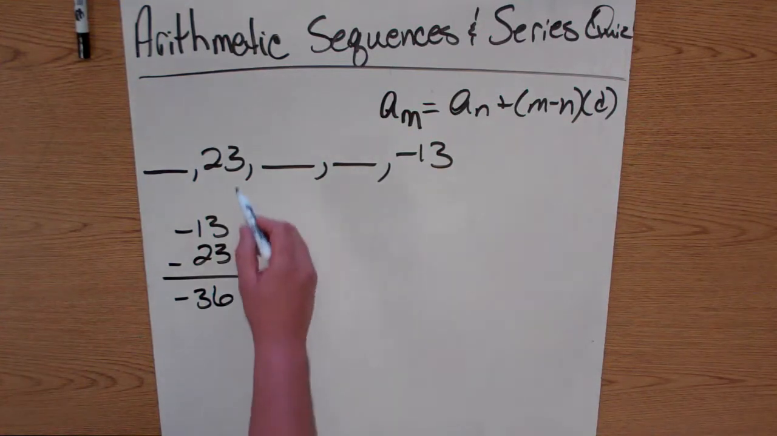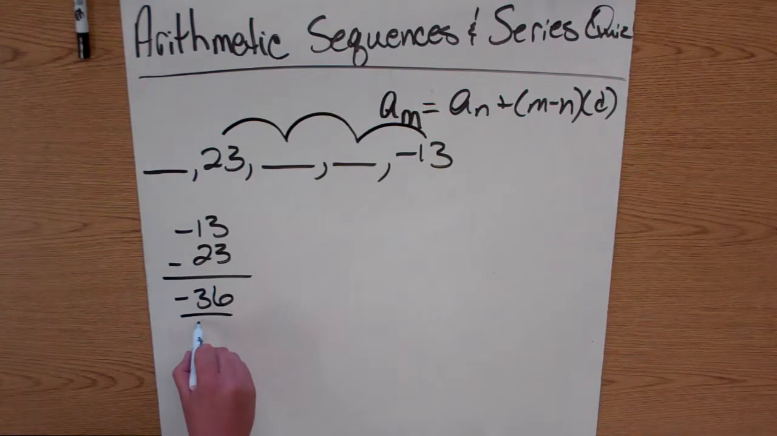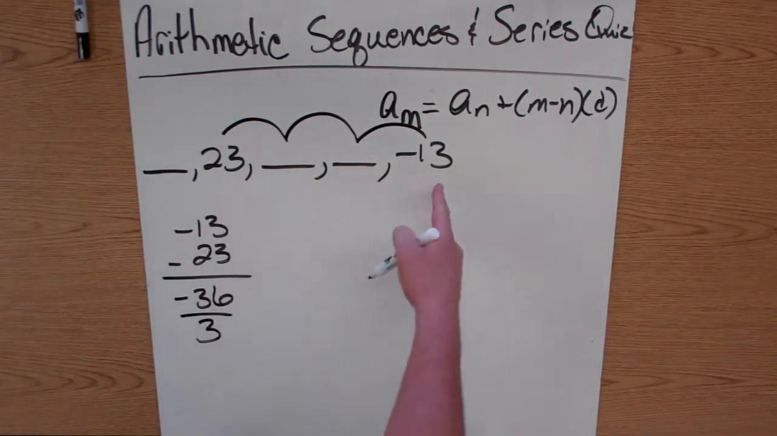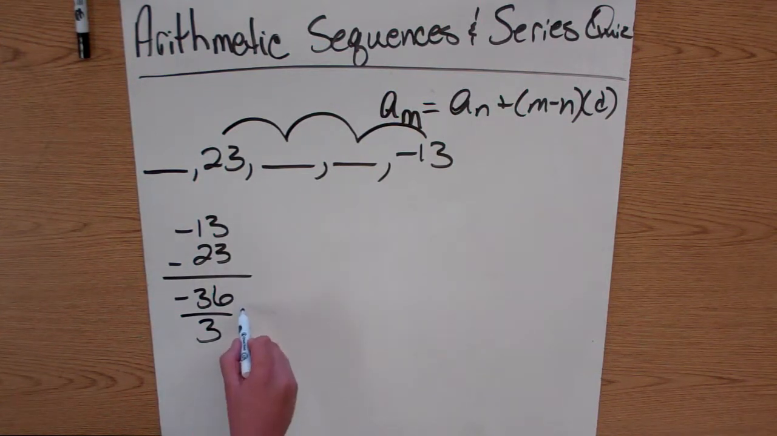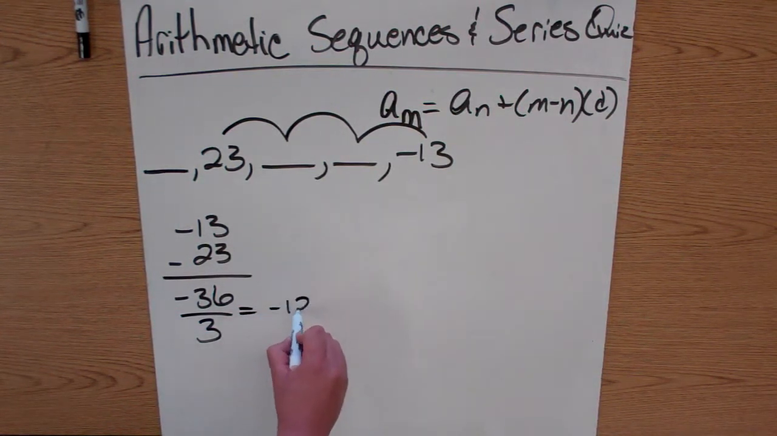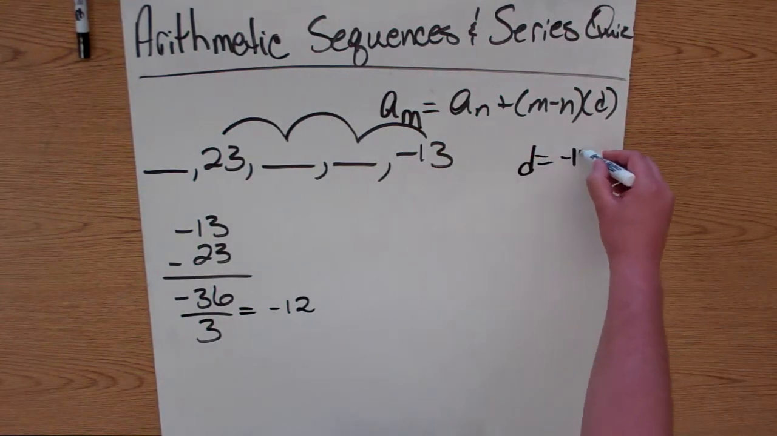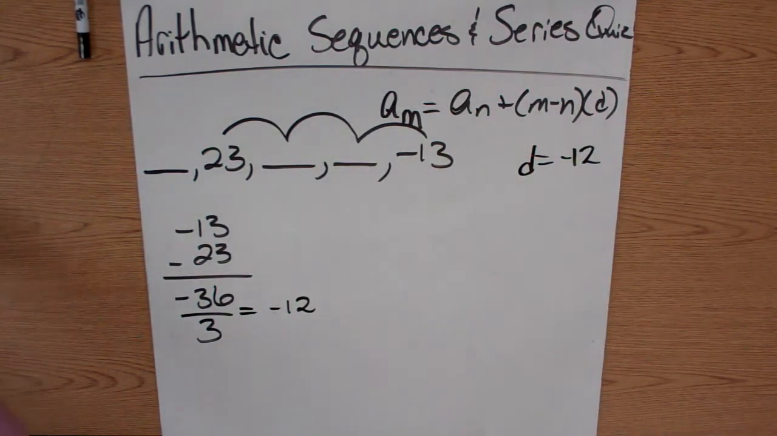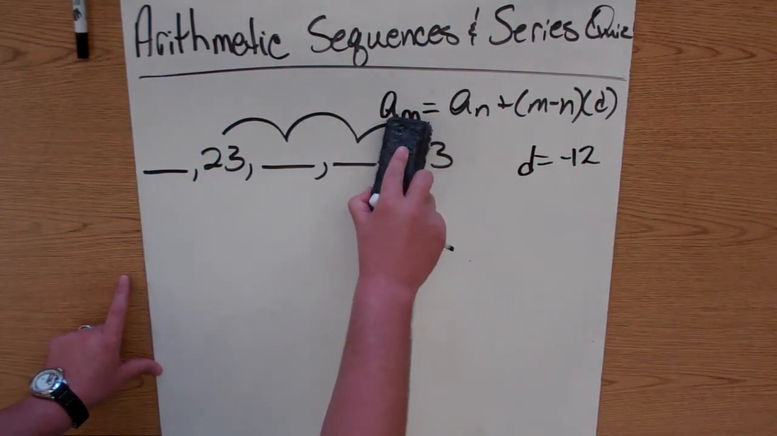Now what you want to do is count the number of hops. 1, 2, 3. So it's 3 hops from this term to this term. So we're going to take that negative 36 and divide it by 3, and that will give us negative 12. So in this case, d equals negative 12. Now, let's fill in these other numbers.